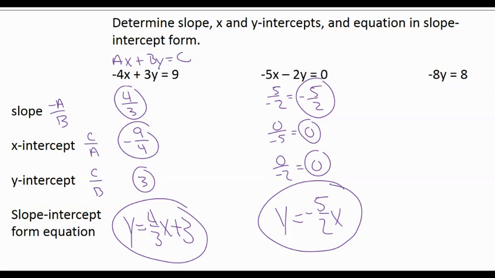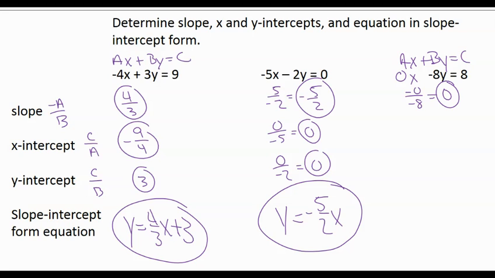So let's look at this next one. So if this was in this form, my a would have to be 0. This would have to be a 0x. So now I can figure this out. My slope is negative 0 over negative 8, which is just 0.